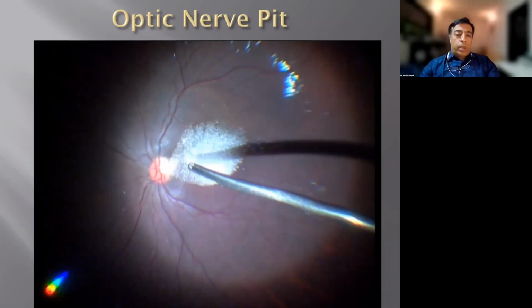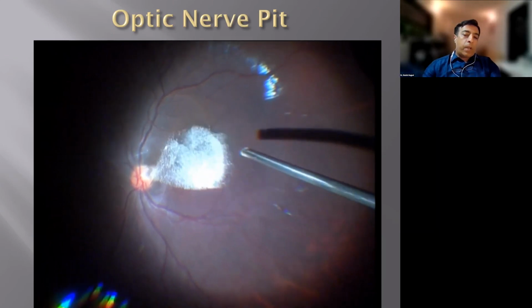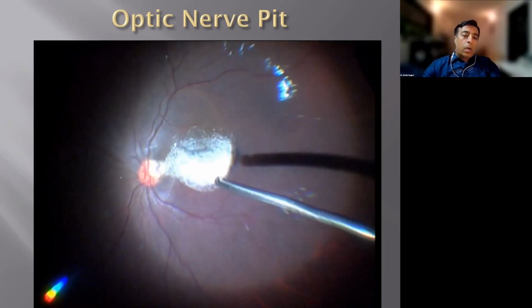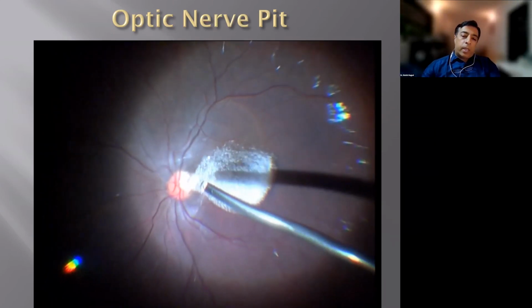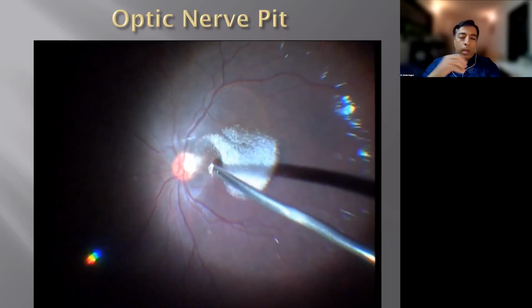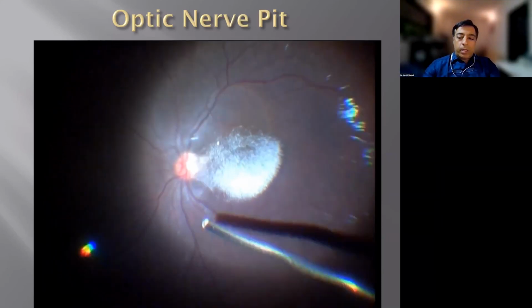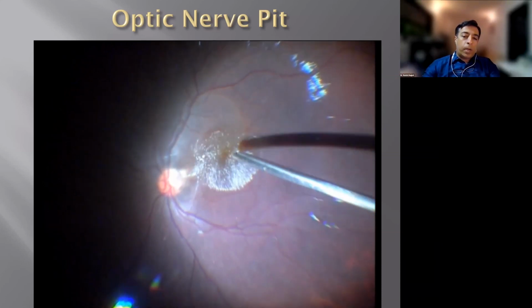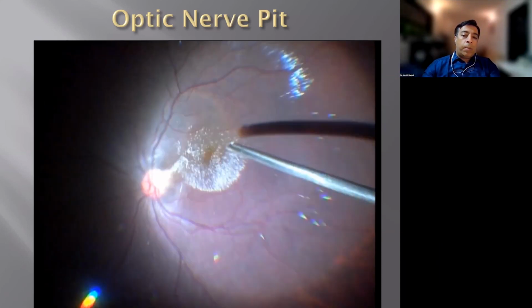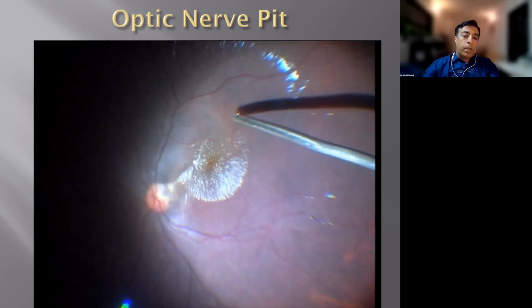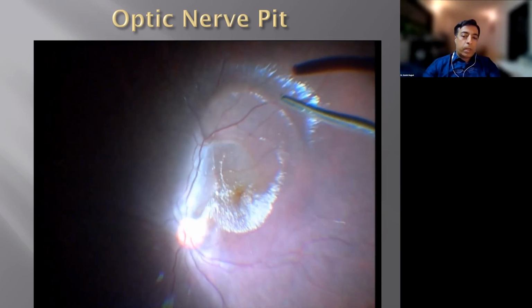Optic nerve pit is one situation where again we don't have consensus on what to do. I think the basic step is to go and remove the hyaloid and put in gas. Now with that you could either do a bit of laser along, you could do an ILM peel along. A lot of people stuff ILMs into this.